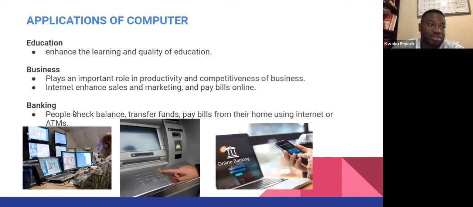In banking, people can check balances, transfer funds, and pay bills from their homes using the internet, and also use the ATM. You can go to the ATM and, through a computer process, you are able to take money. So here are examples of how computers can be used. We have the military usage, ATM, and also online banking where you can pay for a service and purchase things online.